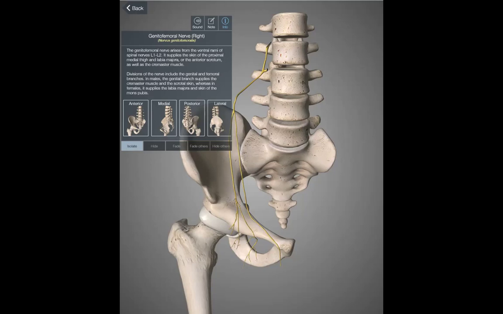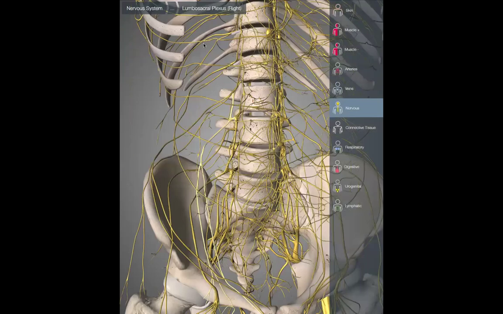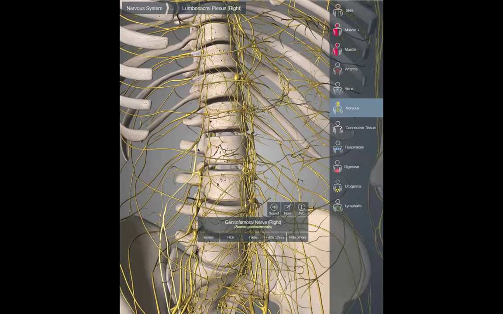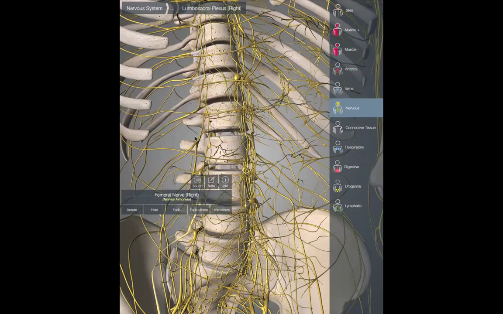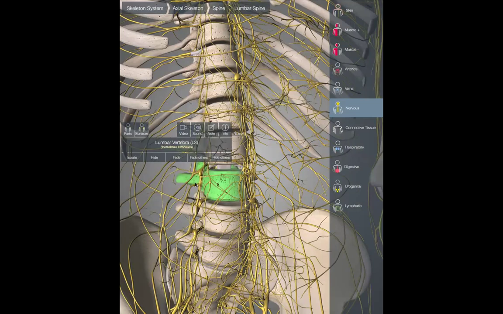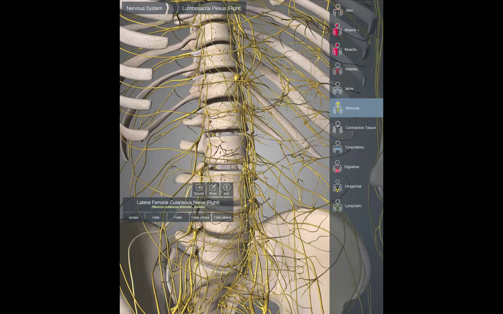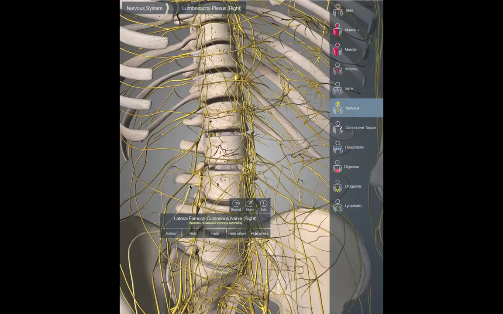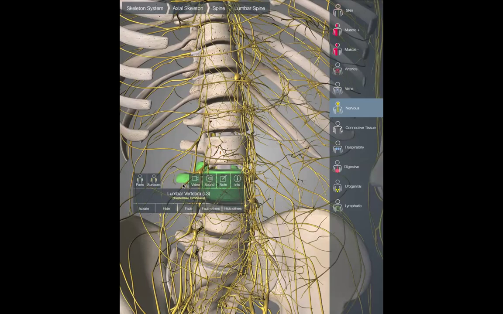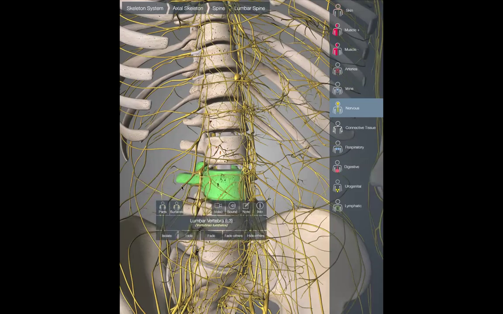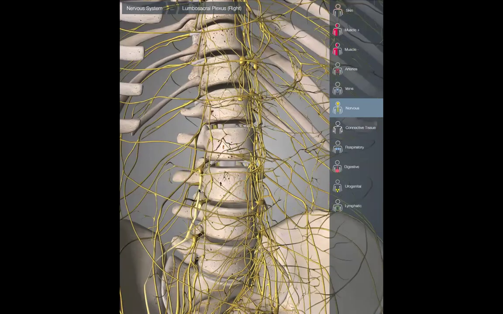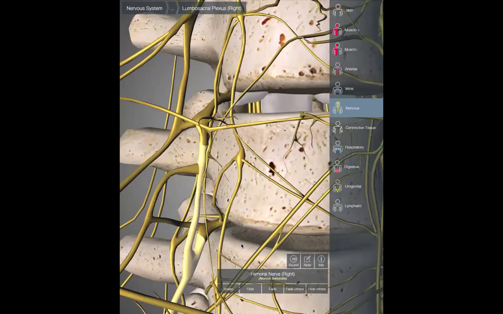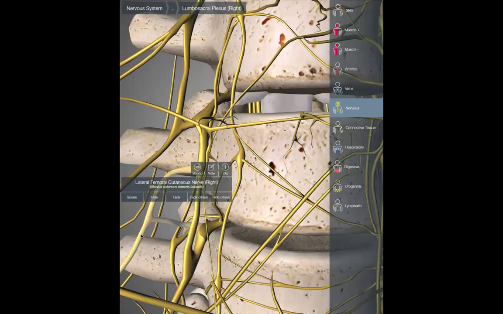Then we have the lateral cutaneous nerve of the thigh. Lateral cutaneous nerve of the thigh arising from L2, L3. It's L2 and L3. Let me see. I'm not sure if it's this one. Cutaneous nerve of the thigh from L2 and L3, so it's probably this one. Yes.